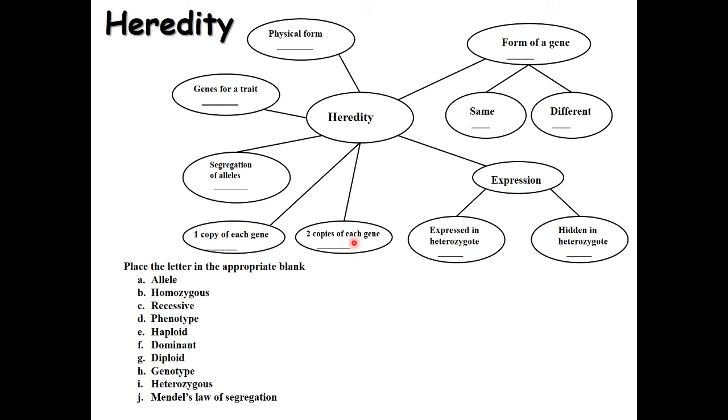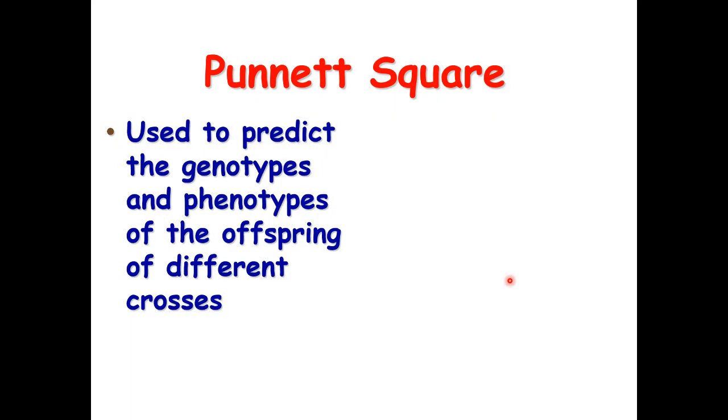Homologous together right here. Form of a gene, a version of a gene, is an allele. If those two alleles are the same, they're homozygous. If those two alleles are different, they're heterozygous. And then you have expressed in heterozygous, which will be what? Dominant. Dominant allele will be expressed in heterozygous, and recessive allele will be hidden in heterozygous. Good job, good job.